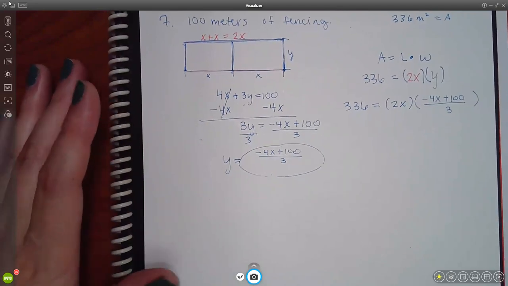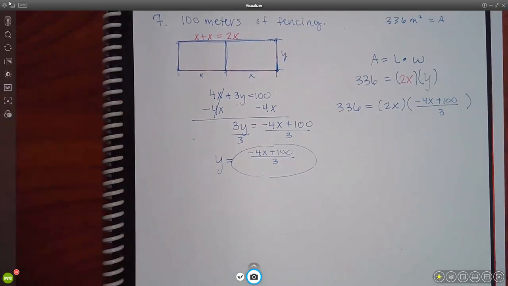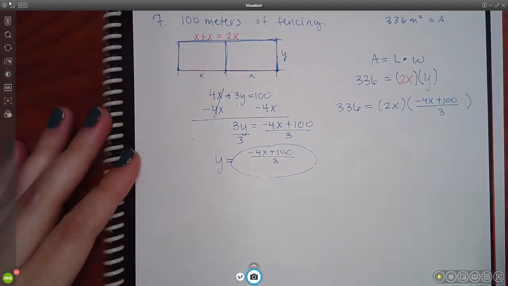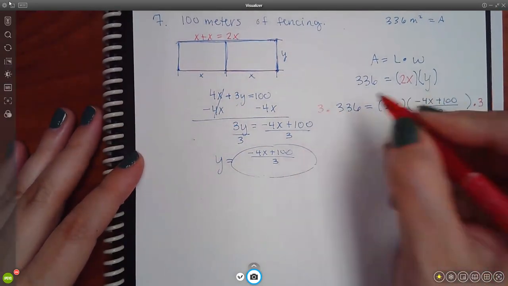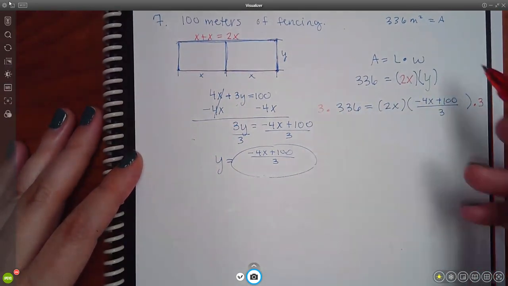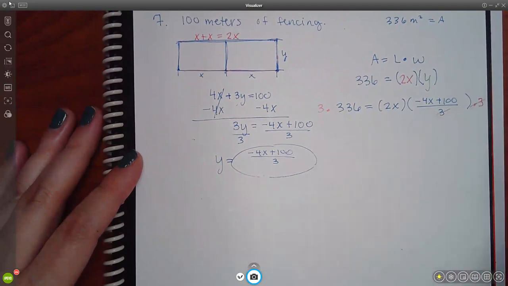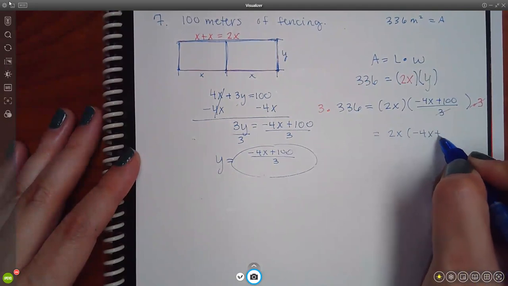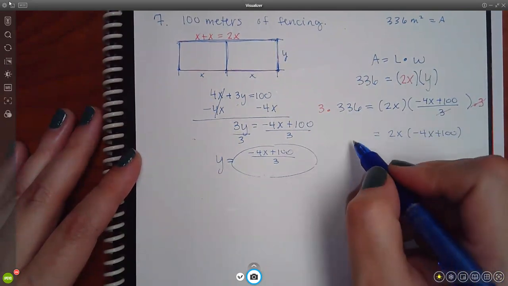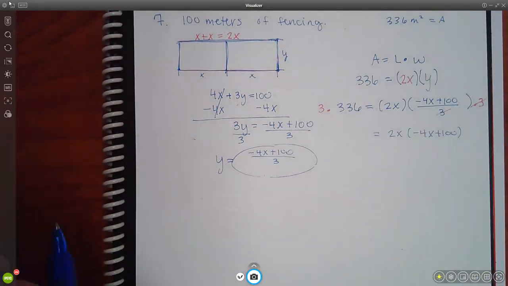Now me personally, as soon as I see a fraction, I do not like it and I want it to go away. Okay, so if you see a fraction and you want it to go away, just multiply both sides by that fraction's denominator, and you can make it go away. So we'll cancel over here. I have no idea what 3 times 3, 3, 6 is.